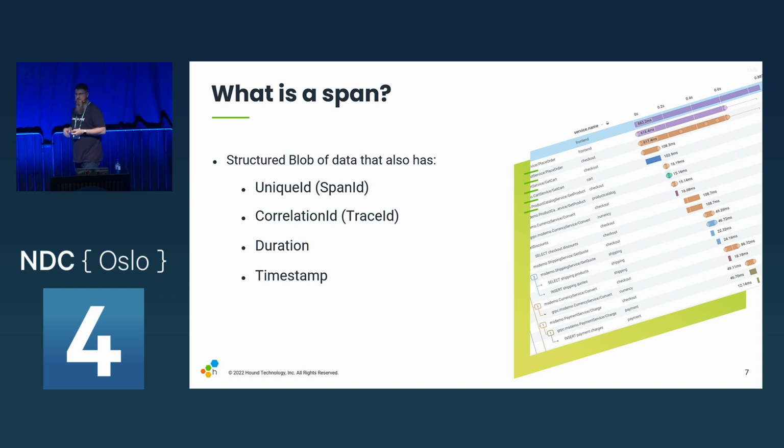It'll have a timestamp, so when it started. And it'll have a causality ID, which is the thing that came before it that caused this execution to happen. And that causality ID is the really important thing when it comes to tracing. It's the really important thing when it comes to understanding production systems.